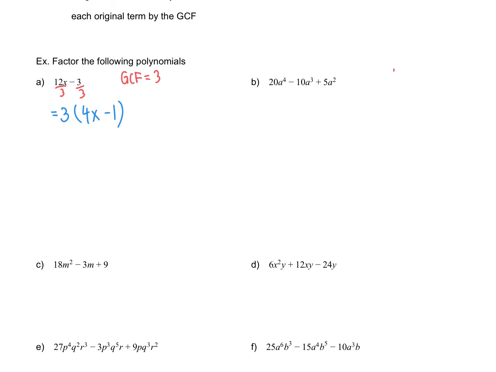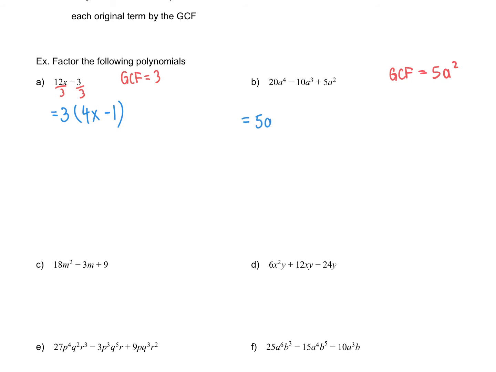So the next one. If we look at our next one, B, I'm going to look at 20, 10, and 5. They can all be divided by 5. Nothing more, or else 5 would end up with a decimal, which we can't have. Then they all have an a in common. We have an a to the 4, a to the 3, and an a squared. A squared is the smallest exponent, so that is the most I can take out.